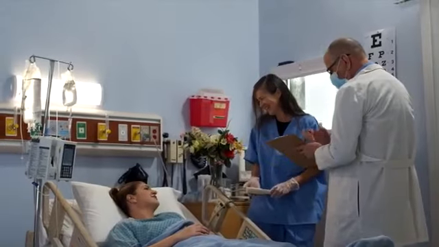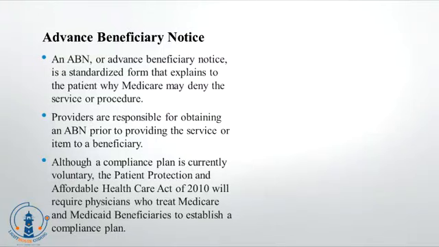So what exactly is an ABN? An ABN, or Advanced Beneficiary Notice, is a standardized form that explains to the patient why Medicare may deny the particular service or procedure. Additionally, an ABN protects the provider's financial interest by creating a paper trail that CMS requires before a provider can bill the patient for payment if Medicare denies coverage for the stated service or procedure.